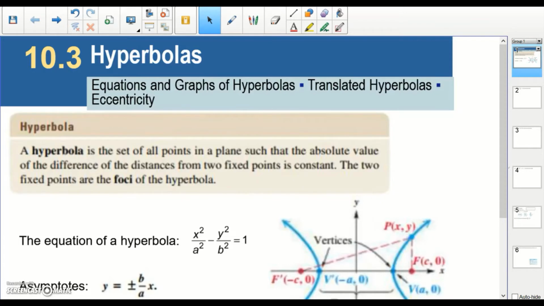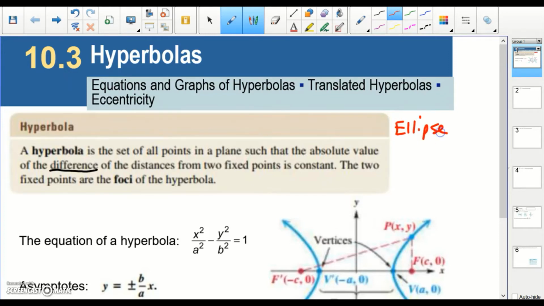Hyperbolas. A hyperbola is the set of all points in a plane such that the absolute value of the difference of the distances from two fixed points is constant. The two fixed points are the foci of the hyperbola. You might remember with an ellipse, we talked about the sum of those 2 points. Now we're talking about the difference of those 2 points. Okay, so you might remember D1 plus D2. Now for a hyperbola, D1 minus D2.